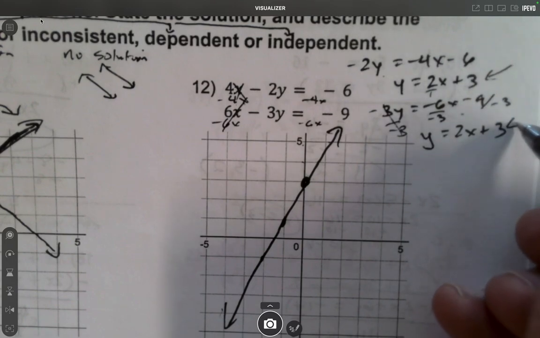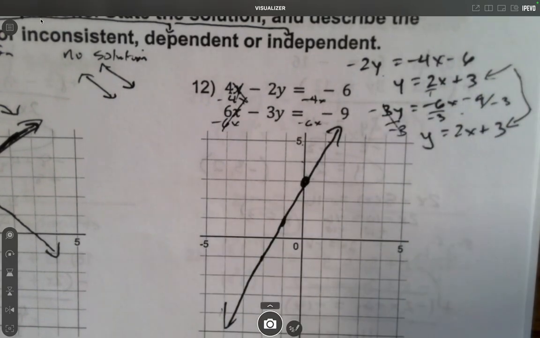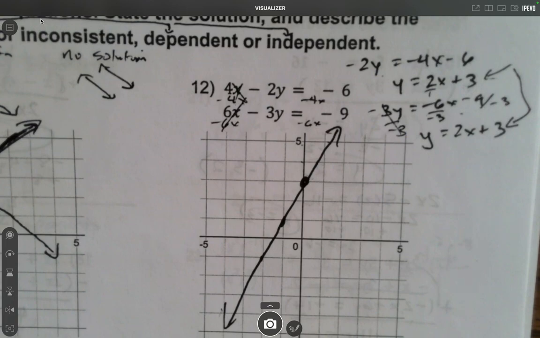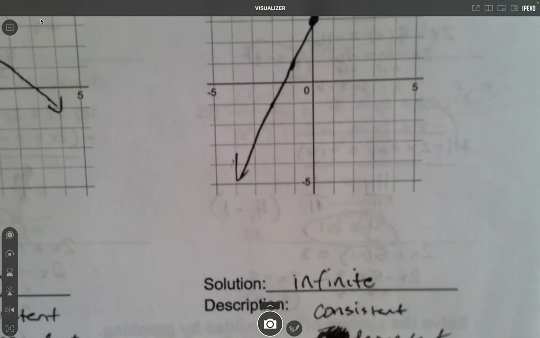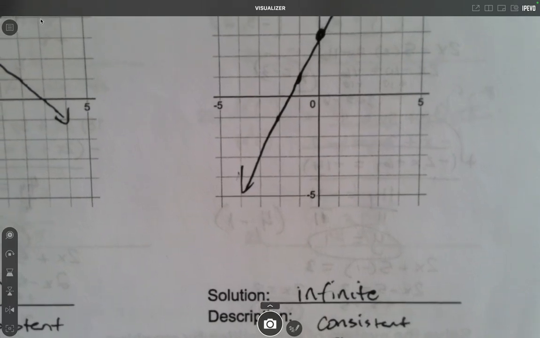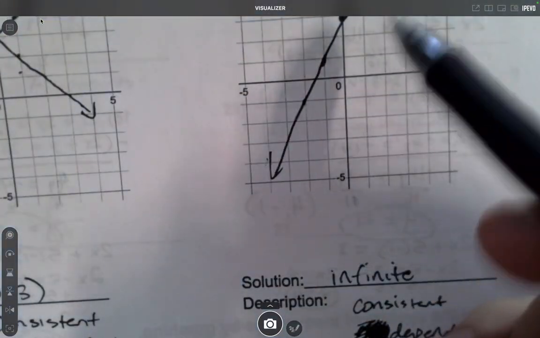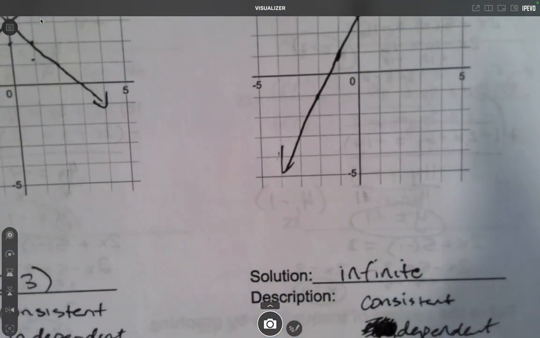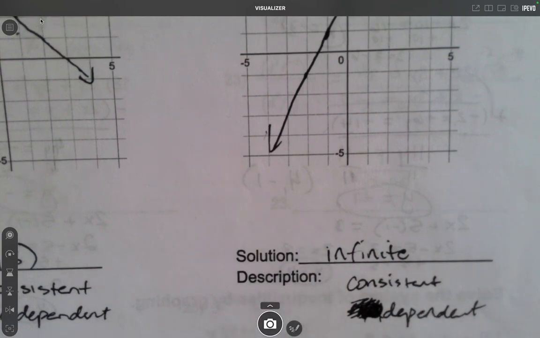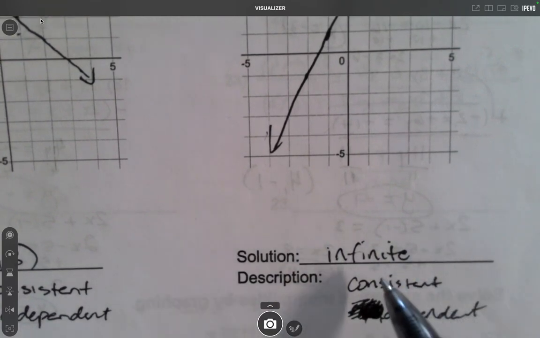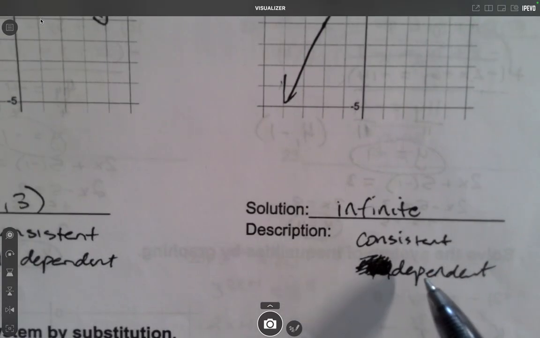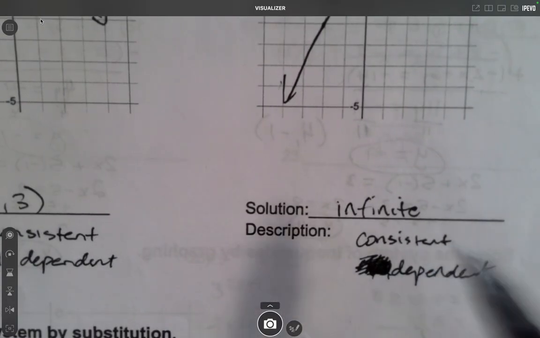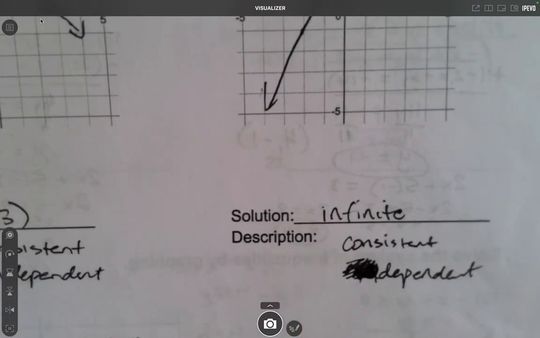So if you notice, these two are identical to each other. So there's no need to make another graph because those two lines are identical. They're the same line. So they have infinite solutions because they're touching each other everywhere. It's literally just two lines on top of each other. They're the same everywhere. So there's an infinite number of solutions. And because they have at least one solution, they are consistent. And because they're the same line, they are dependent. Can't have one without the other because they're the same thing.